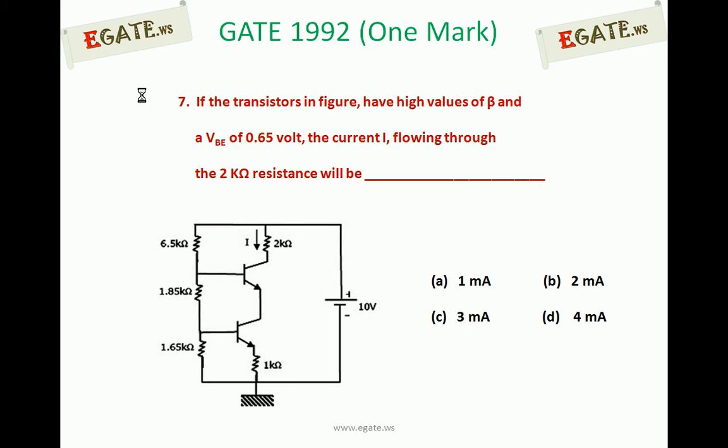If the transistors in the figure have high values of beta and a VBE of 0.65 volts, the current I flowing through the 2 kilo ohm resistance will be dash. A, 1 milliampere; B, 2 milliamperes; C, 3 milliamperes; D, 4 milliamperes.